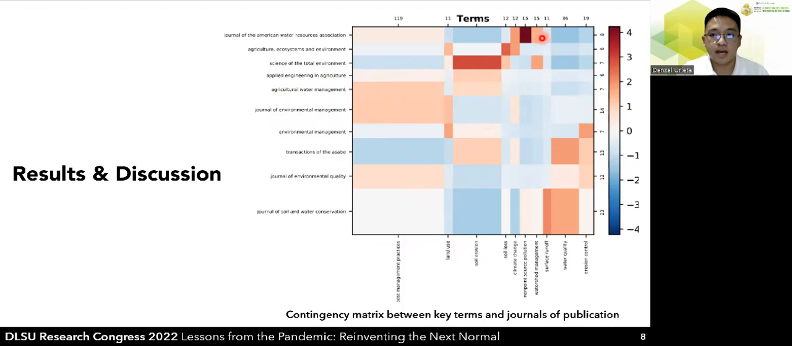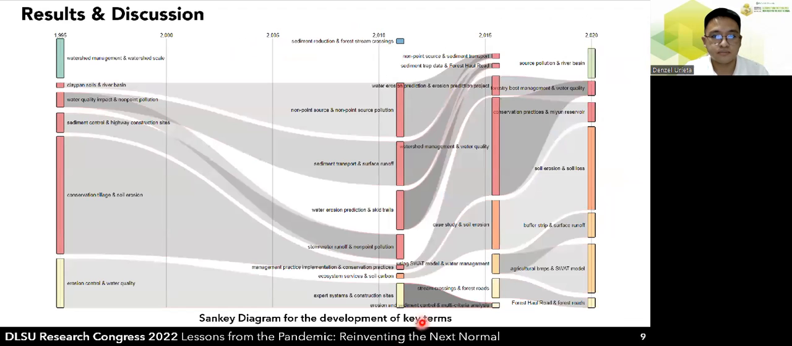And finally, we have a strong correlation of non-point source pollution here to that of the Journal of the American Water Resources Association. So combining that fact and the weak correlation observed to the other journals, it implies that an emerging topic related to BMPs and non-point pollution can be done for future studies.